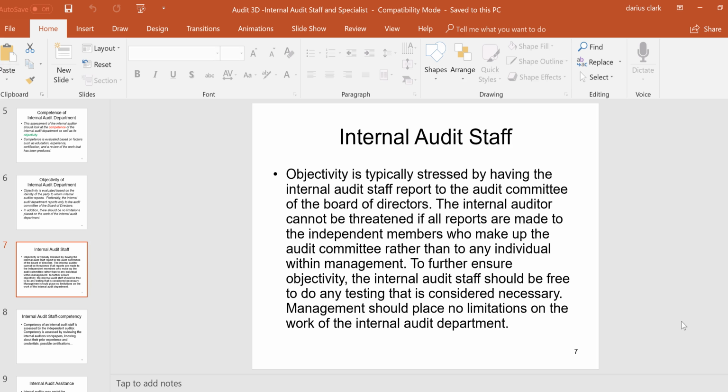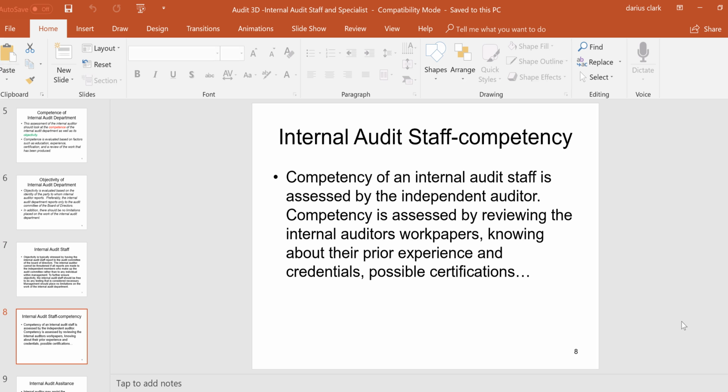And we're just sitting there looking at how the internal audit department operates and who they report to, and are they free to do any testing that's considered necessary? Would they be able to be suspicious of anyone within the company, or did management place some limitations on their work and then they're not objective enough to help us? So that's how we assess their objectivity.